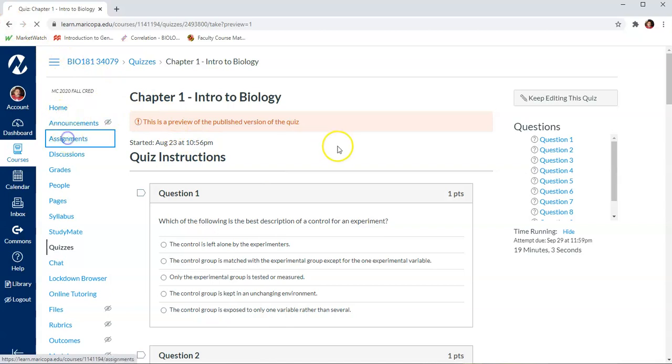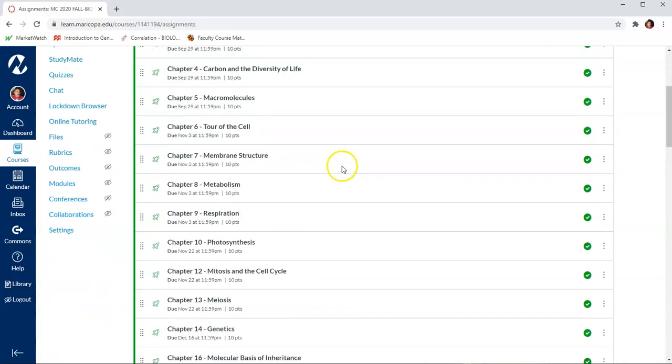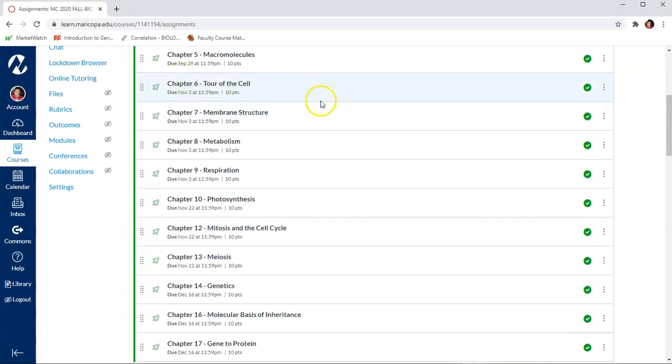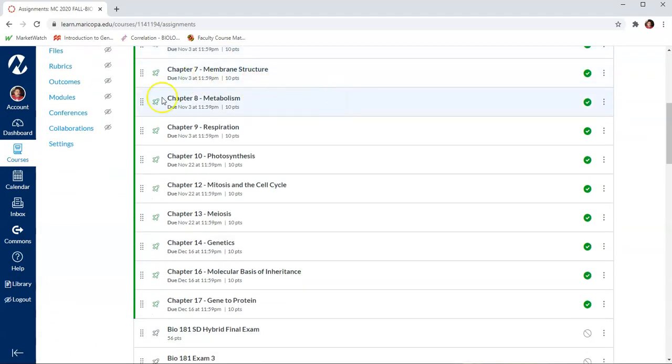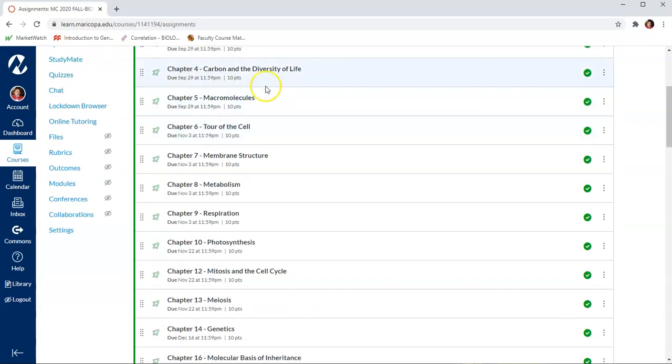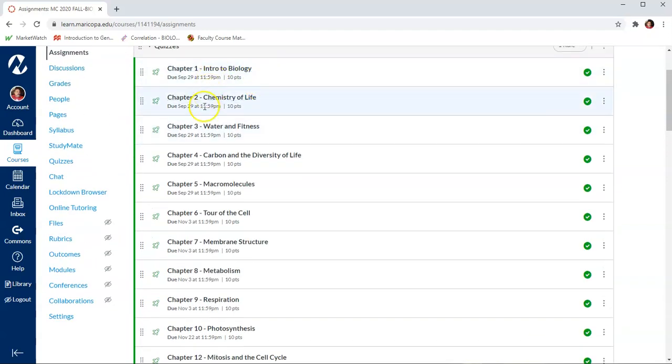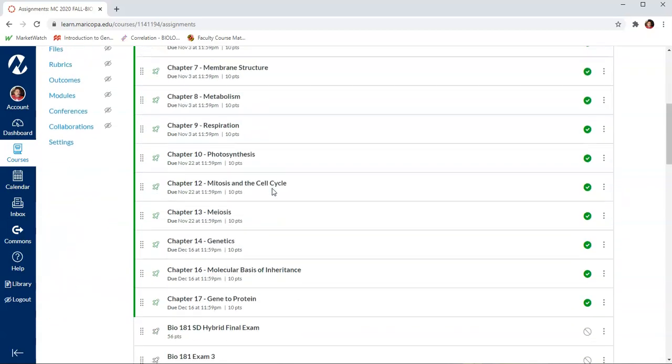All right, so let's go back to the assignments. And there's all the quizzes, they're due the day before the exam. I don't want you guys to wait till the very last minute, so I'm going to make them due one day before the exam. So the first exam covers chapters 1 through 5. Your quizzes are due on the 29th at 1 minute to midnight, and your exam is on the 30th, also due at 1 minute to midnight. These don't require a lockdown browser, but your exam will.